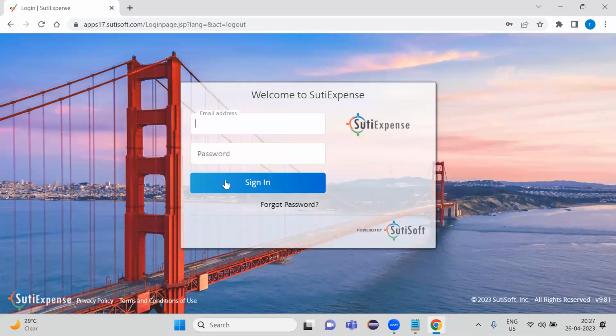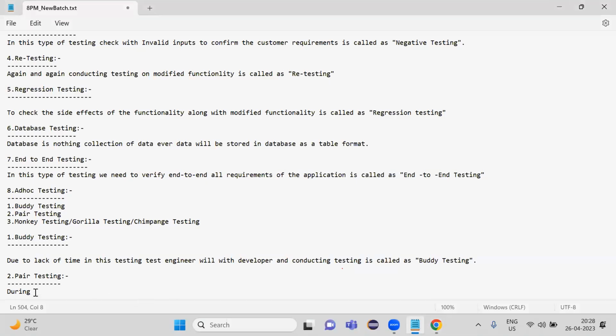Yes, sir. Okay, my way of thinking is different, your way of thinking is different. Yes or no? Maybe it may not come to mind at the time. So that's the reason we have to share the ideas and we have to test an application with two different people. That is called pair testing.